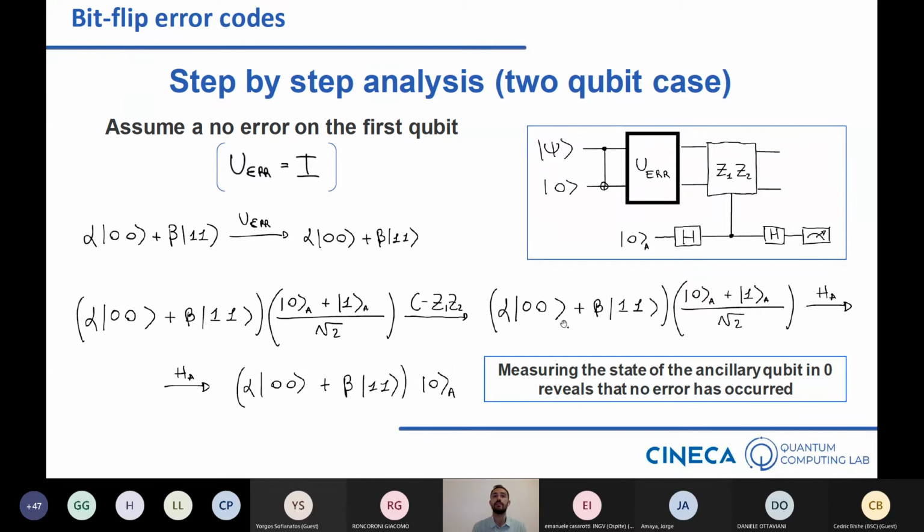When we apply the control Z again, what happens is that the control Z in this case doesn't alter the state. There is no minus sign that comes up somewhere, like in the case before. So when we apply the Hadamard, we get this state here, which means that when we measure the state of the ancilla, we always get 0. So that's why when we get 0, we know that there has been no error. Okay.